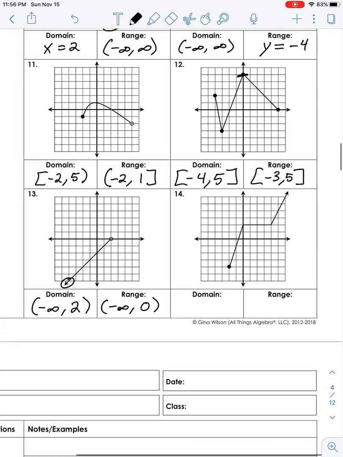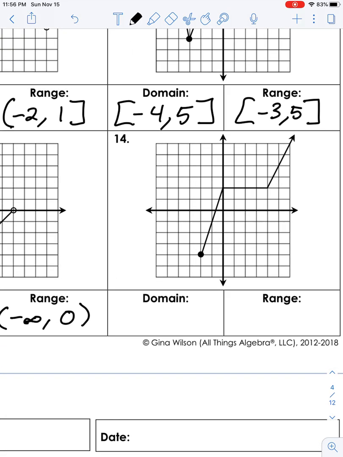Number 14, last one of these. So domain, far left point would be right here. If we count to the left, that would be -2. The far right point is actually this arrow right here, which is going up, but it's also going right forever. So that would be +infinity.